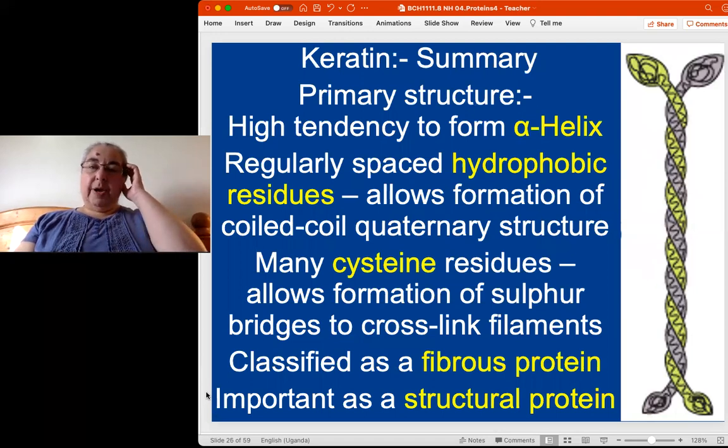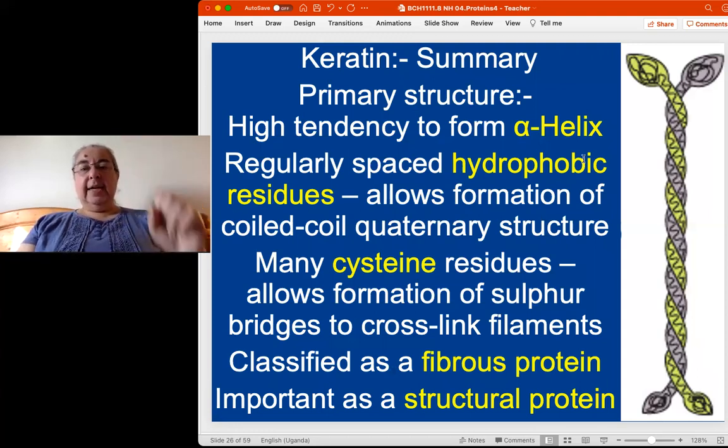Okay, so just to summarize what I've said about keratin, the primary structure has a high tendency to form alpha helix, regularly spaced and twisted hydrophobic residues forming a stripe along that alpha helix causes the formation of the coiled coil quaternary structure, and many cysteine residues allow the formation of sulfur bridges to cross-link the filaments. So keratin, because of its long, thin nature, is classified as a fibrous protein, and it's an important structural protein in human beings and in cattle and in many, many other organisms.